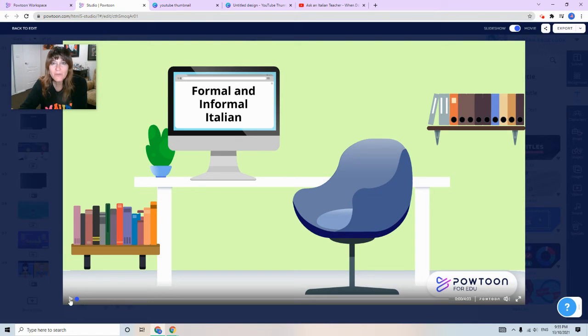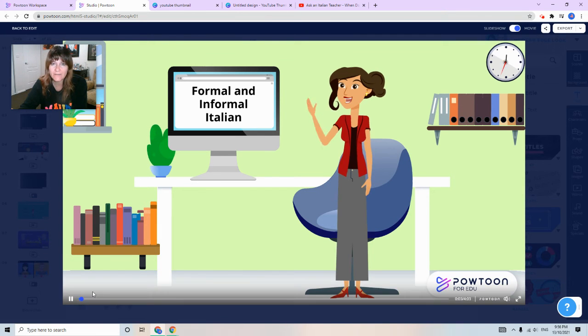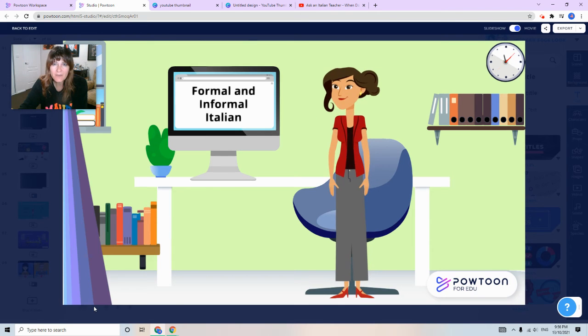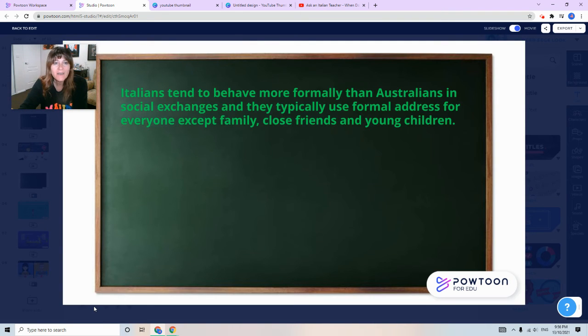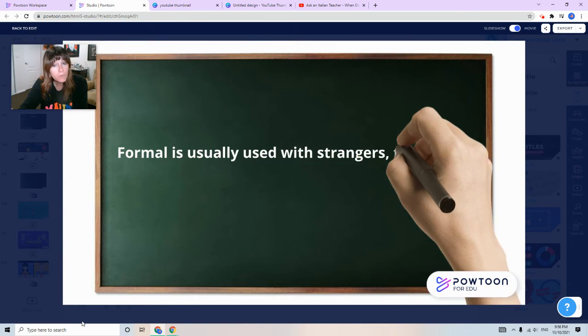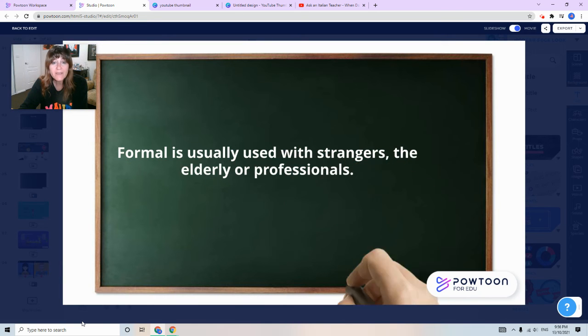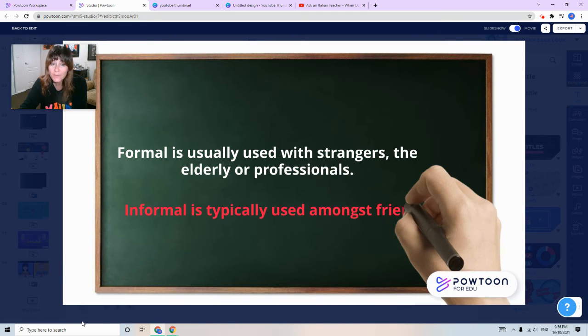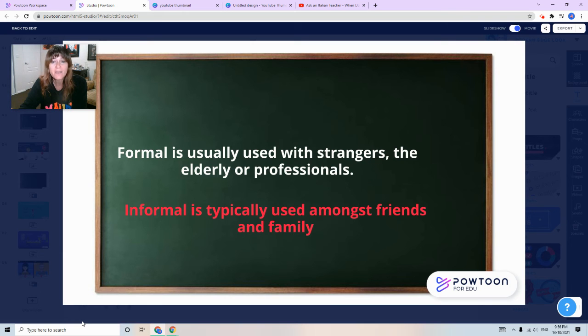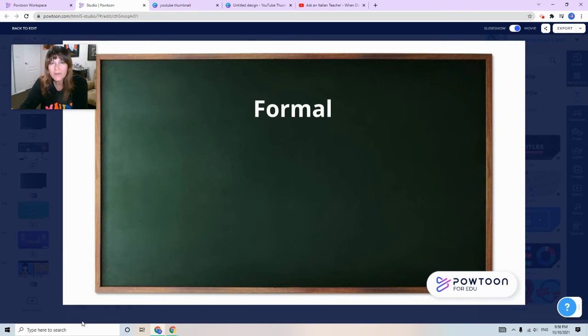Okay, today we're going to be learning about formal and informal use of language in Italian. Basically it's just a casual and a polite way of speaking. Now, Italians tend to behave more formally than Australians in social exchanges, and they typically use formal address for everyone except family, close friends, and young children. Formal is usually used with strangers, the elderly, or professionals. Informal is typically used amongst friends, family, and people that you know really well.